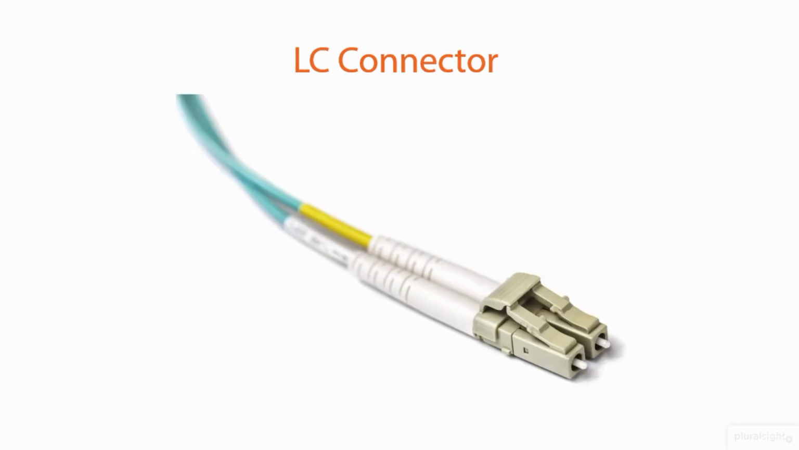The Lucent or LC connector is a very small form factor connector. The ferrule is 1.25 millimeters. Now this particular example shows a duplex configuration where there's actually a separate fiber strand for send and receive. You also can do duplex with SC.